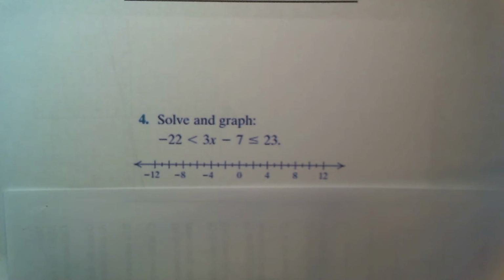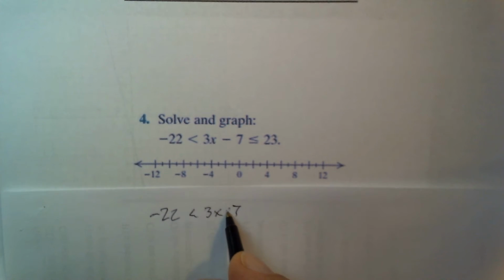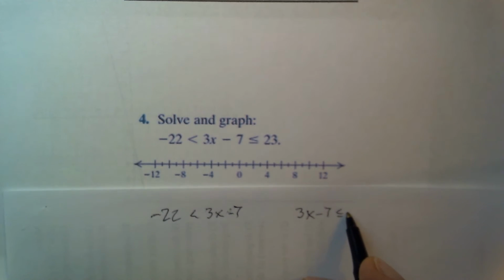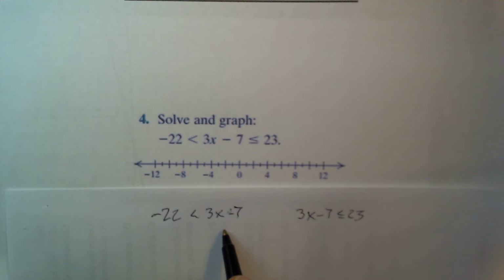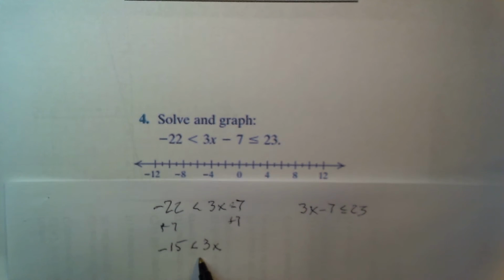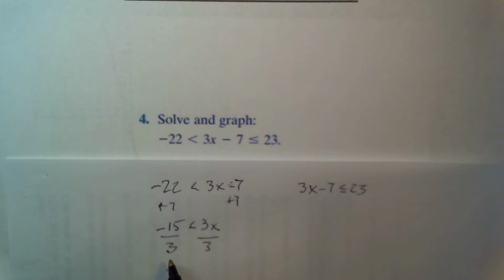Following example 2 in the book, we can rewrite this as minus 22 less than 3x minus 7 and 3x minus 7 less than or equal to 23. So we add 7 to both sides. It gives us a minus 15 on the left and a 3x on the right. Then we divide both sides by 3, and we wind up with negative 5 less than x.